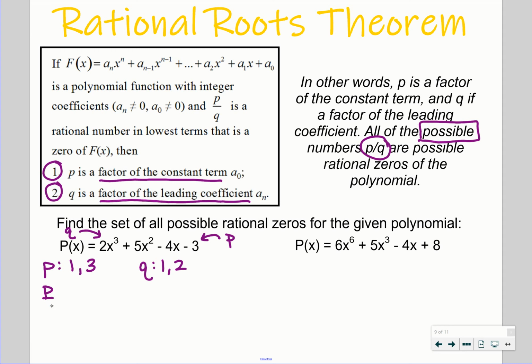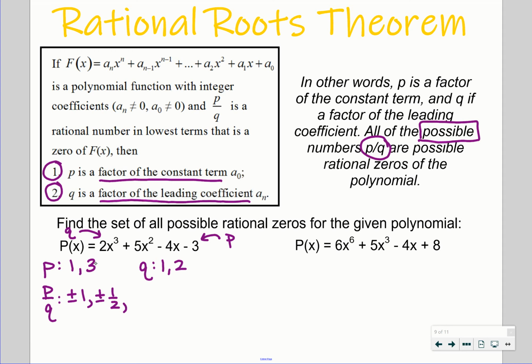So now we want to put the numbers together. Possible values of p's over q's are all the ways that a p can be divided by a q. You want to try to do this in an organized manner if you can, because these lists can get long. I usually start with the first p and divide it by each q, and then go to the next p and divide it by each of the q's. So 1 divided by 1 would give me 1. 1 divided by 2 would give me 1/2. And notice I'm putting pluses and minuses in front of each of these, because now is where we count all the possible positive and negative values within this equation.